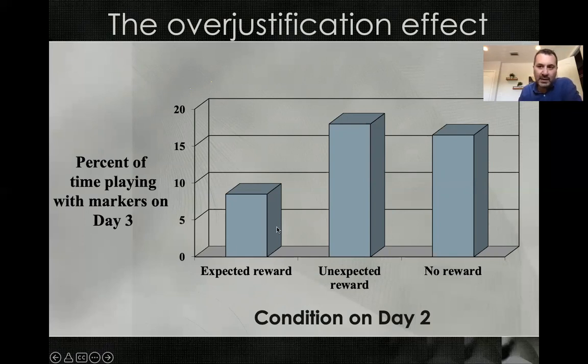The kids who received the expected reward, the kids who on day 2 in the morning were told, if you play with the markers, you will get a reward at the end of the day. Then that's what happened. Then on day 3, the researchers come back and allow the kids to play with the markers. And suddenly these kids don't want to play with the markers anymore, right? They spend a lot less time playing with the markers on day 3. In other words, they have lost their intrinsic motivation to play with the markers. By getting this expected reward on day 2, this blue ribbon and the good player certificate, that undermined their intrinsic motivation to play with the markers on day 3. And the question is, why does this happen?